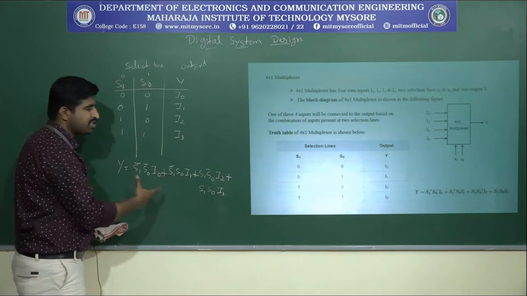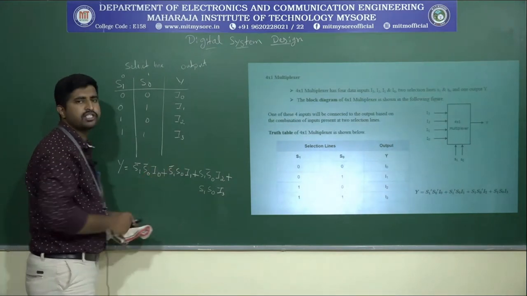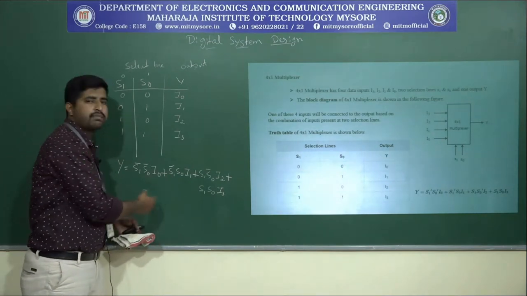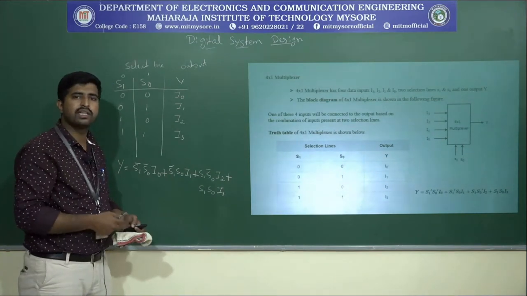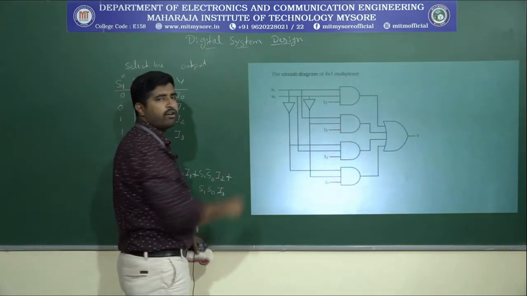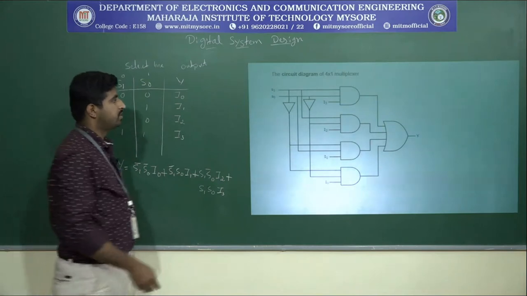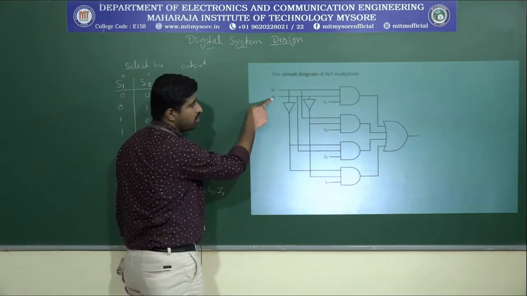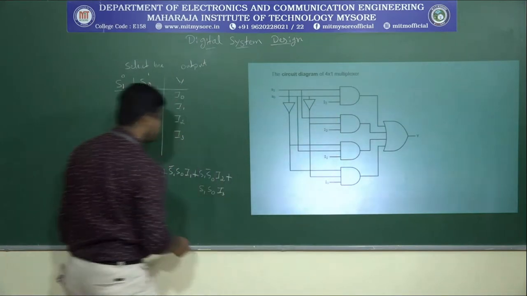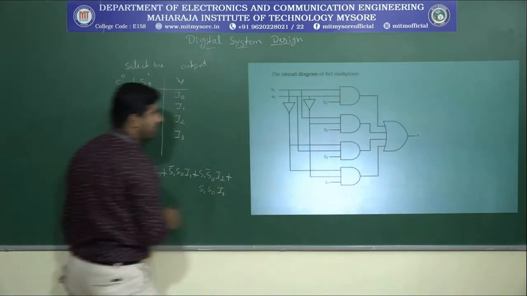To analyze the switching equation, let's write the logic diagram. In the logic diagram, let's analyze how this multiplexer will work as per the input of the select lines. So this is the logic diagram of a 4:1 circuit. This is S1 and S0, and these are the inputs. This diagram is with respect to this equation.